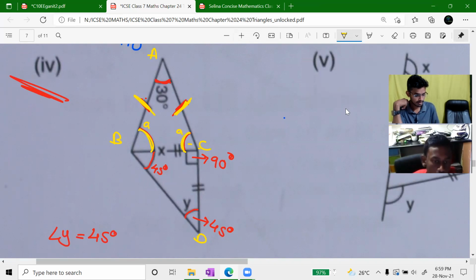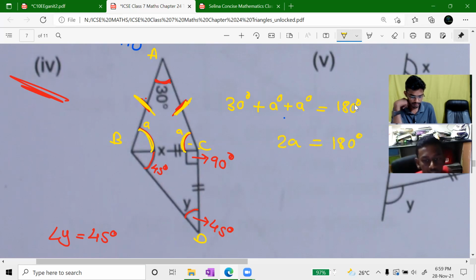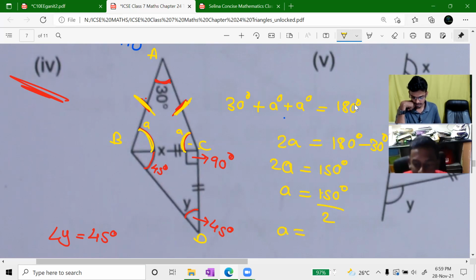Now tell me the measurements: 30 degree plus A degree plus A degree is equal to how much? 180 degree. Now 30 degree will go there. 2A degree plus 30 degree is equal to 180 degree. 2A is equal to 180 degree minus 30 degree. So 2A is equal to 150 degree. Now A will be 150 degree divided by 2.